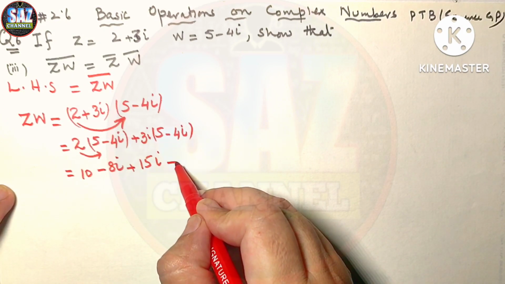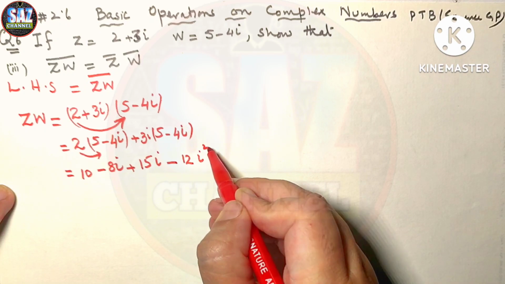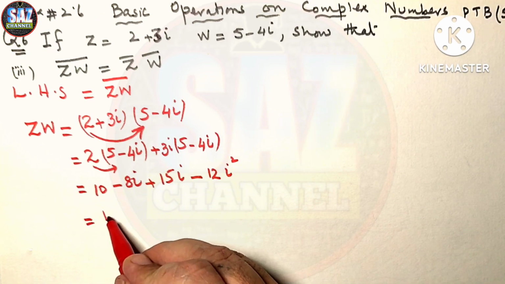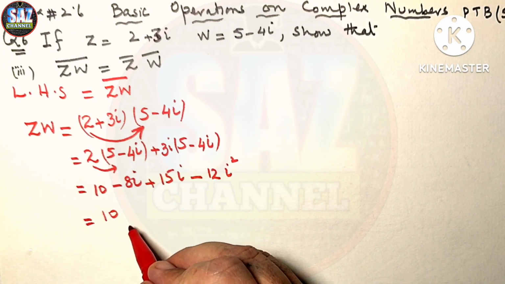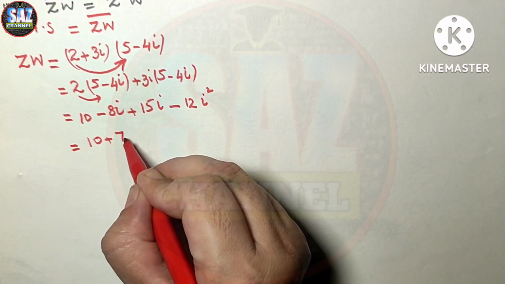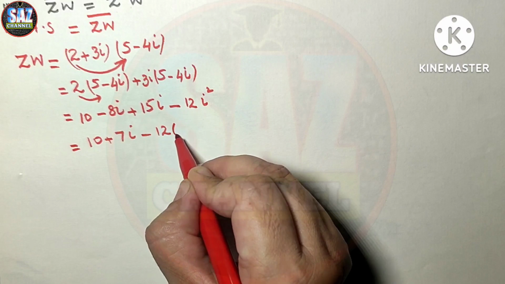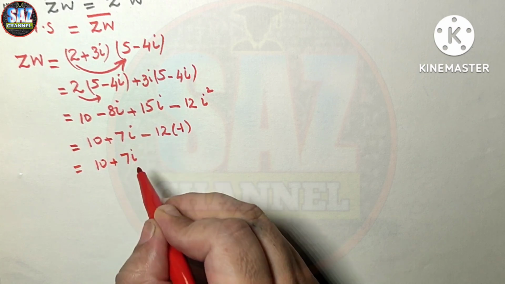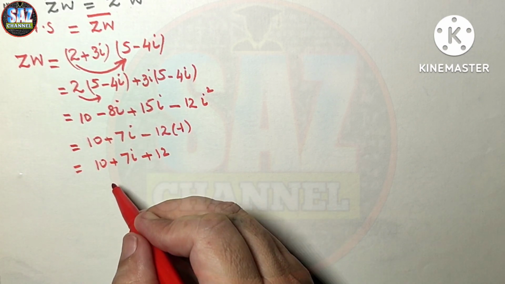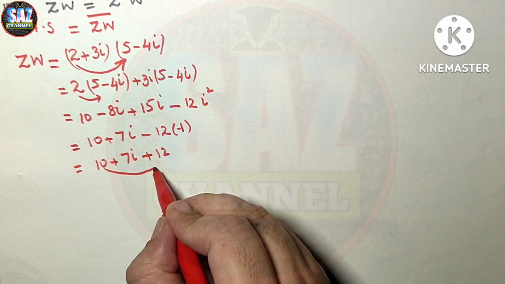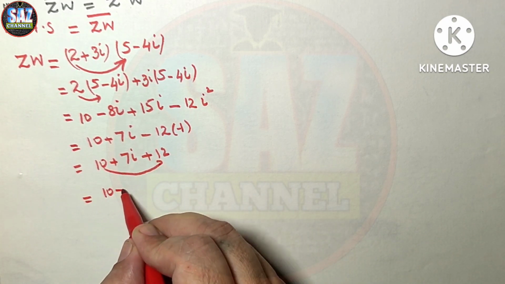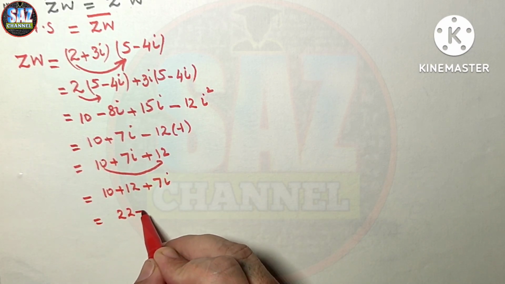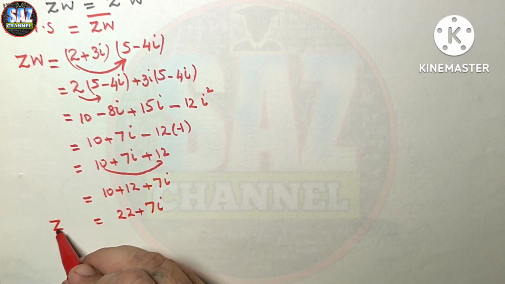and then minus 12 iota square, a famous result. This will take the form 10 plus 7 iota, and minus 12 into iota square, where iota square is minus 1, and this will become 10 plus 7 iota plus 12. Now we have to join real part with real part: 10 plus 12 plus 7 iota, and this is equal to 22 plus 7 iota, and this is just the product.